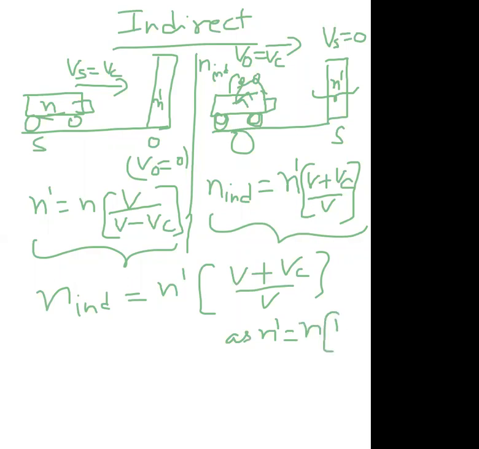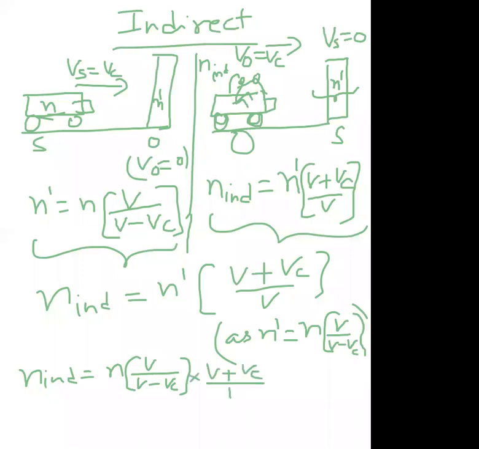n into v by v minus vc. Substituting that also in the formula here. So n indirect is equal to, in the place of n dash, n into v by v minus vc, into here what is left, v plus vc by v. So clearly you can observe here that two things are equal, v and v, so I am cancelling this v and v.